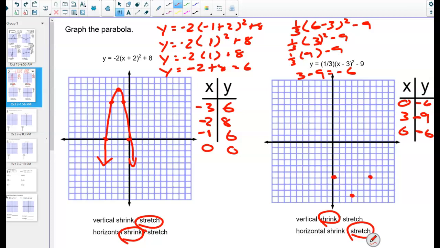6, negative 6. And if you want to plug another number in, you can plug 9 in if you want it. 9 minus 3 is 6. 6 squared is 36. 1/3 of 36 is 12. And 12 minus 9 is 3. So 9, 3 is a point, and negative 3, 3 is a point. But you can see the parabola goes out wider, but parabolas move up quicker than absolute values. That's always going to be the case. This parabola, while it's certainly wider and has horizontal stretch and vertical shrink, it does move up quicker than an absolute value would, and that's always going to be the case.